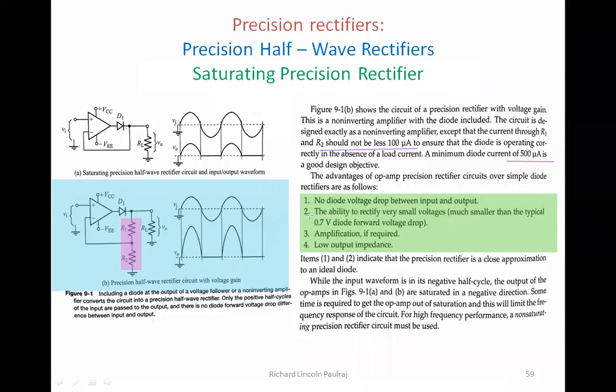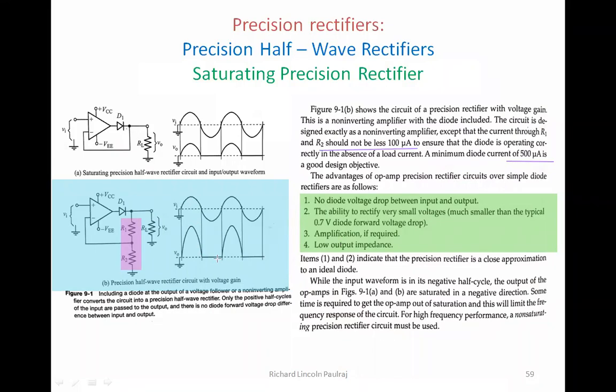Because of the gain of the op-amp, it has the ability to rectify small changes, much smaller than the typical 0.7 volt diode forward voltage drop. So this can even sense voltages below 0.7 volts. Amplification can be done if needed, like we are seeing here. It has low output impedance and infinite input impedance.